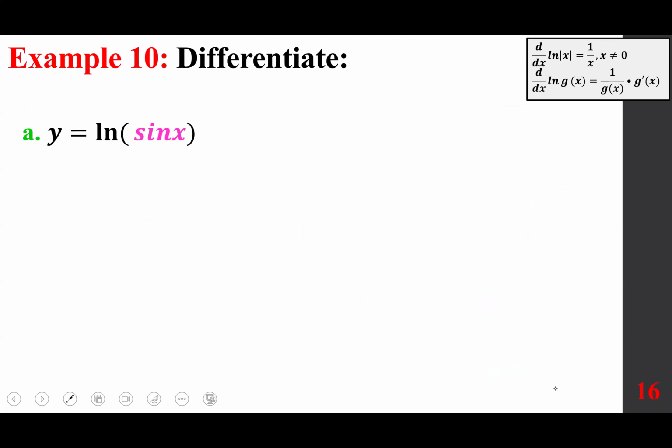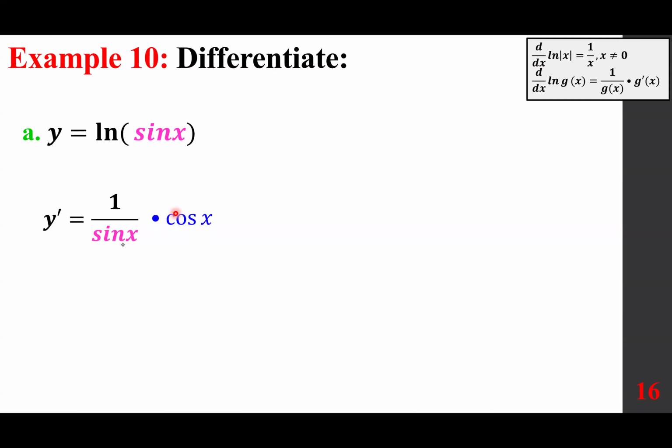Y equals ln of sine x. We want to differentiate that. So again, just write the formula from scratch, from memory. According to this, the derivative of ln of g of x is 1 over g of x. Flip this over, 1 over sine x, times its derivative. The derivative of sine x, the argument of the log, is cosine x.